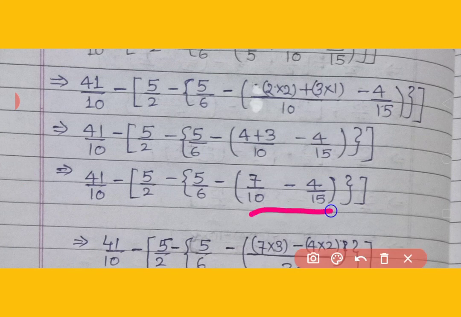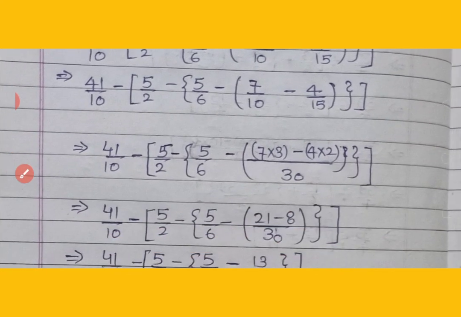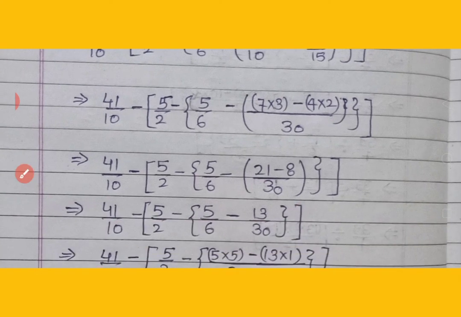Now we will take the common denominator of 10 and 15. It became 30. So 10 3s are 30, 7 3s are 21, and here 15 2s are 30, 4 2s are 8. It became 21 minus 8 upon 30. After subtraction we have got 13 upon 30 and the bracket became opened.